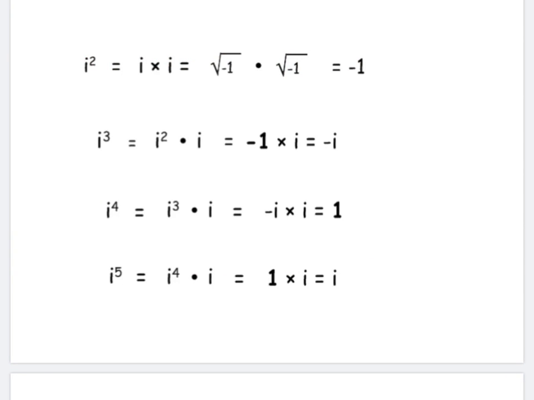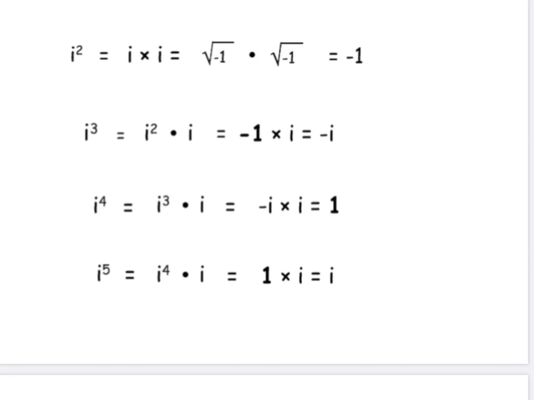Now let's take a look at this. We're looking at i to powers. So i squared means i times i, or the square root of negative 1 times the square root of negative 1, which is equal to negative 1. i cubed equals i squared times i, so negative 1 times i, or negative i. i to the 4th power equals i cubed times i, or negative i times i, which is equal to 1. And then i to the 5th power is i to the 4th power times i, or 1 times i, which is equal to i. So what happens is, if you look at this, this is a pattern that keeps repeating.